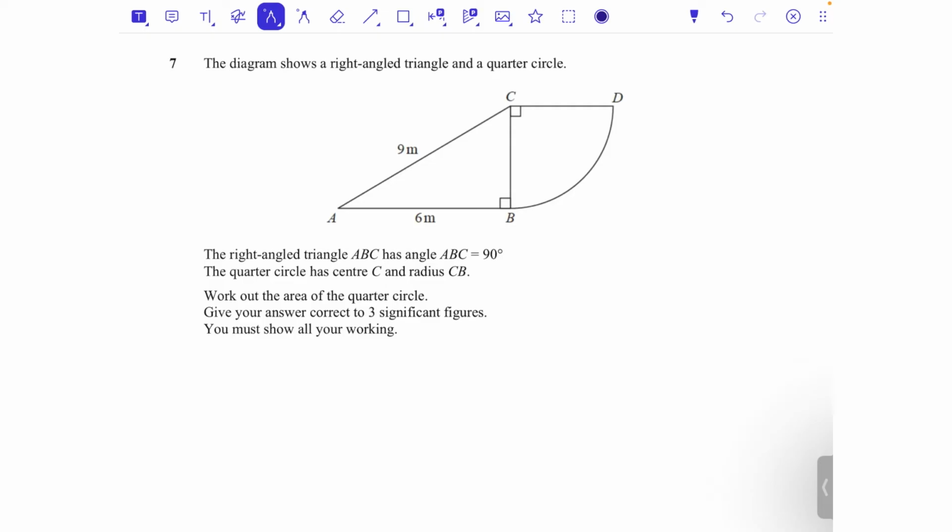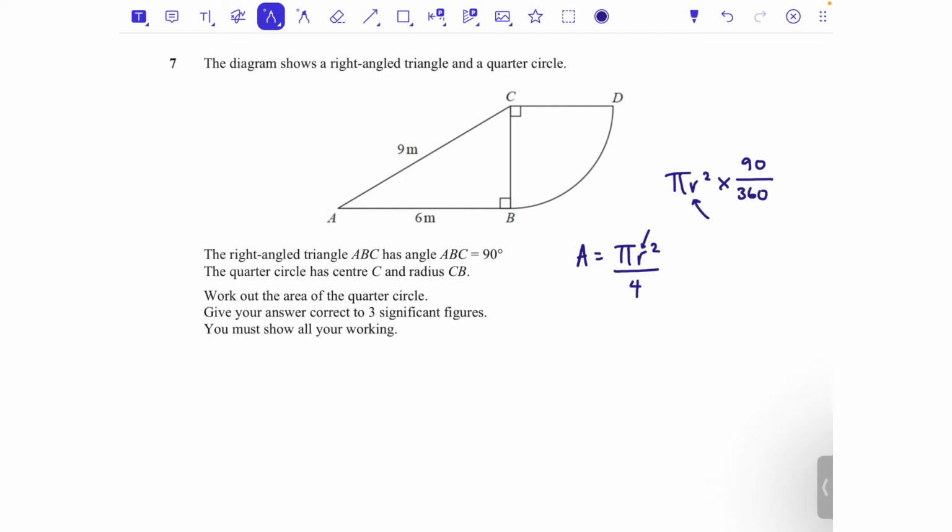So to work out the area of a quarter of a circle, area of a circle is pi r squared. But then we know that if it's a quarter of a circle, we're going to need to take that answer and divide it by 4. You might also be happier with the idea of timesing it by 90 out of 360, and either of those are absolutely fine, okay? But either way, we need to know what the radius is.